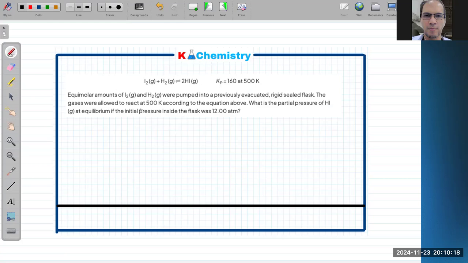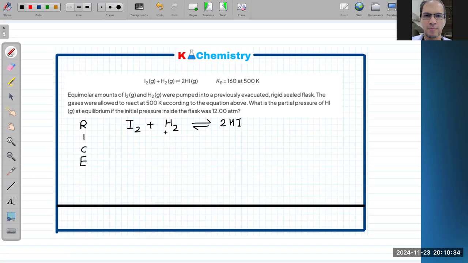So let's put the table. And actually, I like to write it as RISE table instead of ICE, because at the beginning, we should always write the equation. So we can say I2 reacts with H2 to form 2HI.